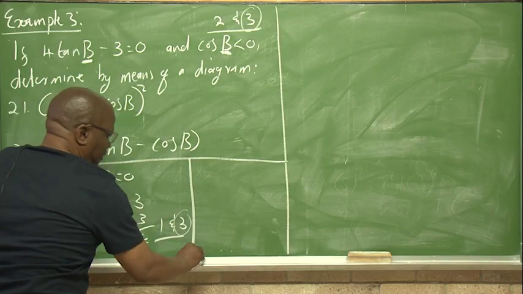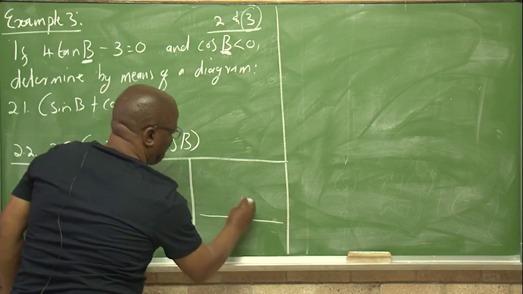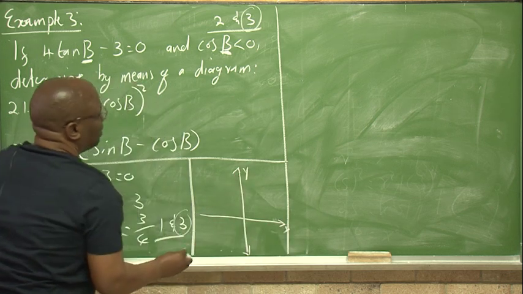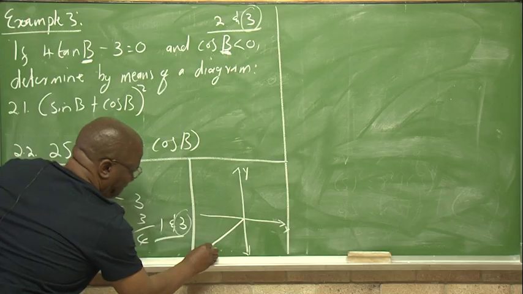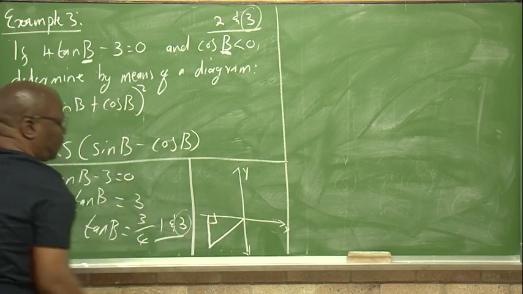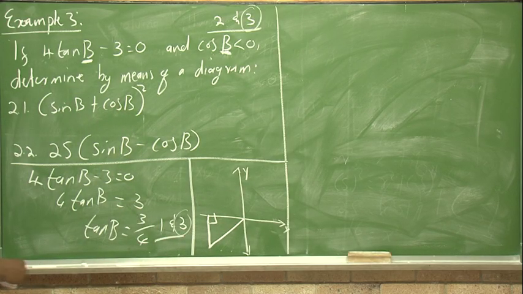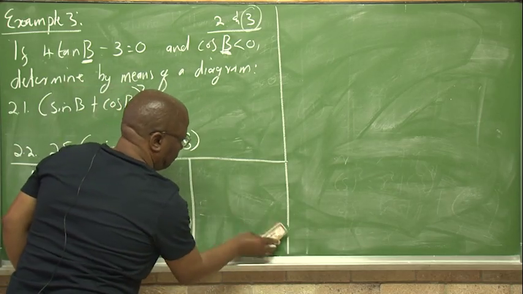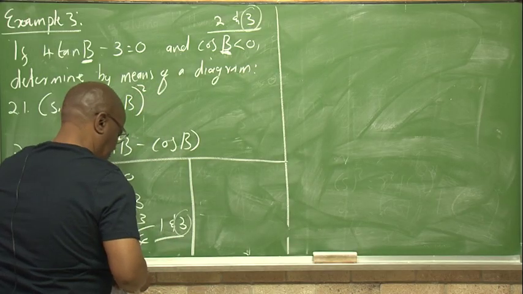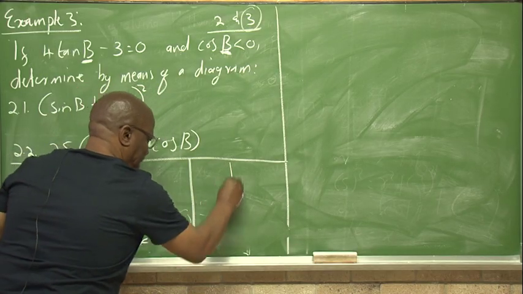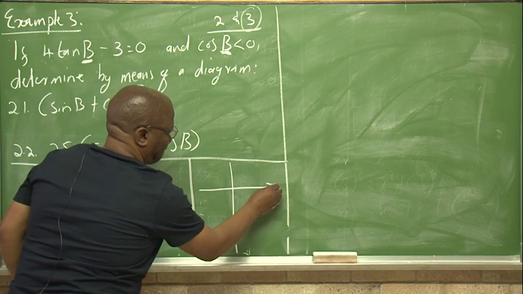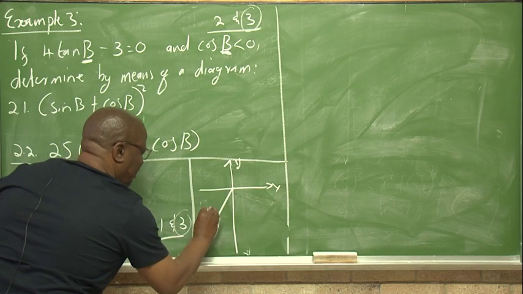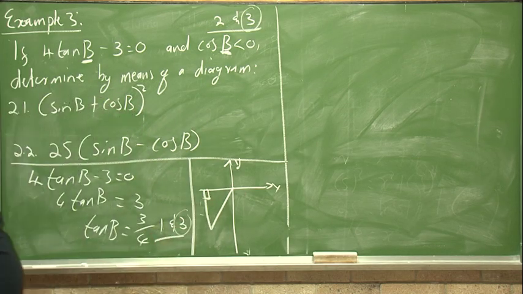Let me draw it. X, Y, in the third quadrant. That is a right-angled triangle. Let me draw it nicely, so it should be a bit higher. Here is a right-angled triangle in the third quadrant.